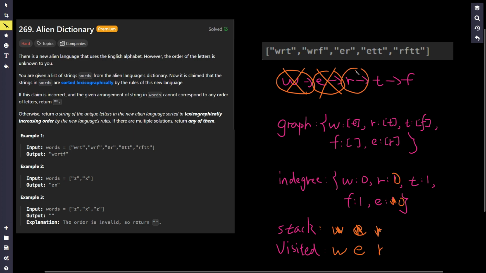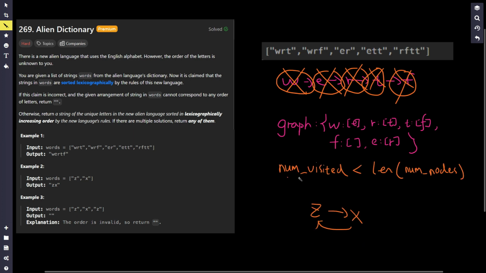Then we need to get rid of R. We find that R is pointing to T. So we decrement T to 0. Eventually, we visit all the nodes in the graph in order and we return the result. If the number of visited is less than the number of nodes we have, then we need to return null. It's simply because if you have a cycle, that means the in degree of each node is 1. That way we cannot add any of the nodes into the stack, so we have a fewer number of visited.